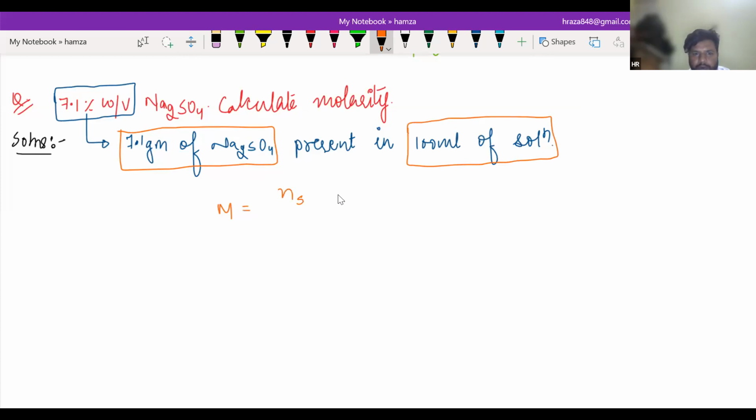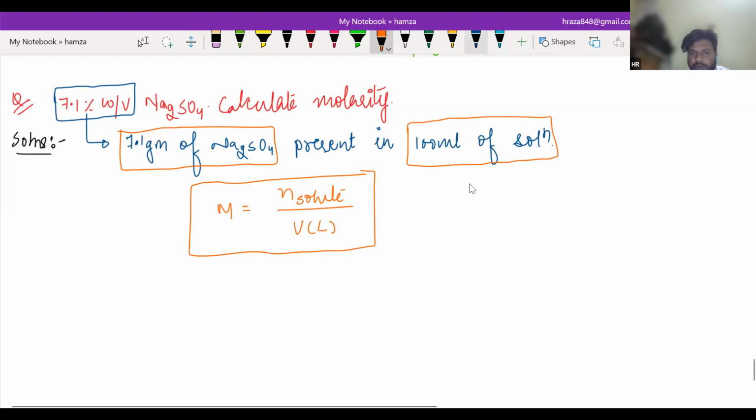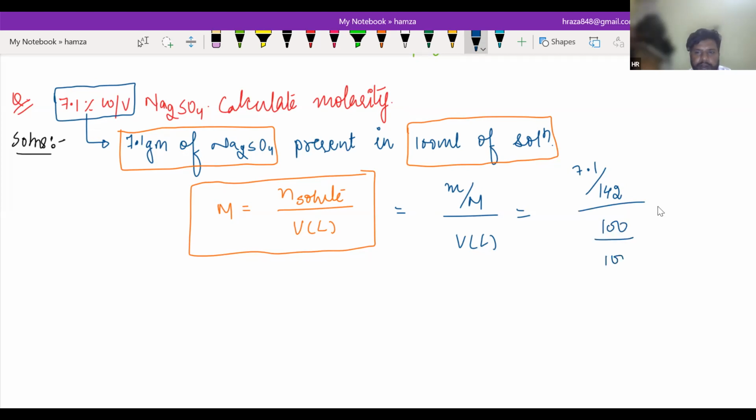So molarity is equal to number of moles of solute upon volume of solution in liter. Again, we can easily calculate number of moles of solute because we have a formula: given mass upon molar mass. Now putting the values: given mass is 7.1 upon molar mass is 142. Can you calculate the molar mass of Na2SO4? That will be approximately 142. And the volume of solution is 100 ml, and in liter we need to divide it by 1000. Now just calculate it, simplify it, you will get your answer.